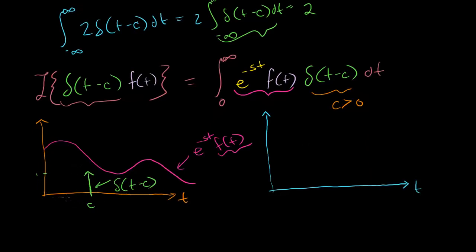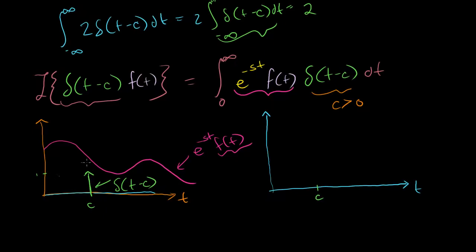Everywhere, when t equals anything other than c, the Dirac delta function is 0, right? So it's 0 times anything. I don't care what this function is doing, it's going to be 0. So it's going to be 0 everywhere, except something interesting happens at t equals c.